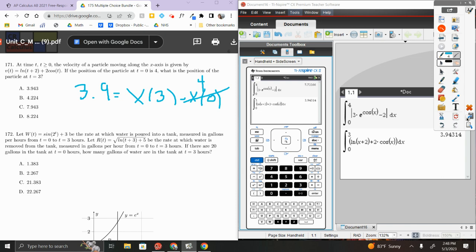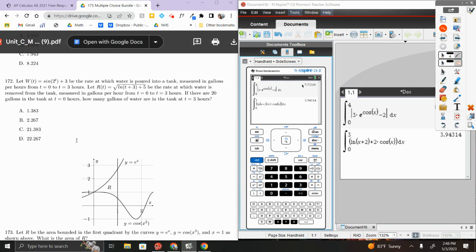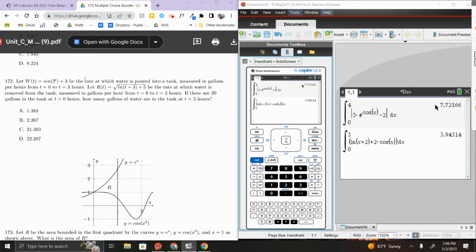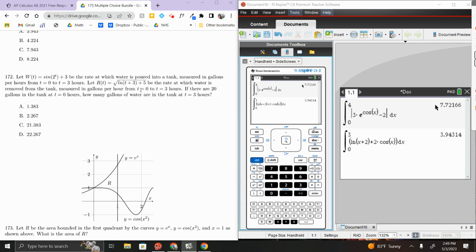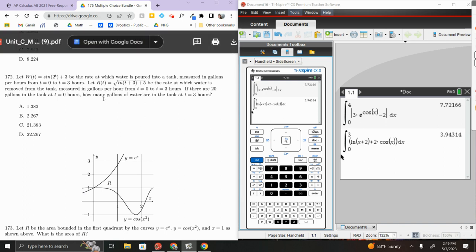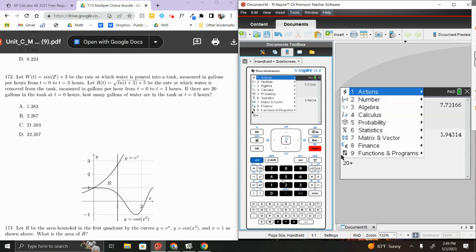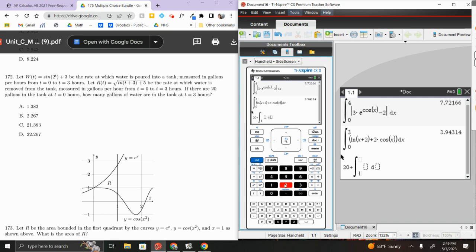All right, next one is kind of like an FRQ question. They tell us W is the rate it's being poured into the tank, R is the rate it's removed, and they want to know the amount of gallons after 3 hours. But they tell us we start with 20 gallons in. So it's going to be 20 plus the integral from 0 to 3.